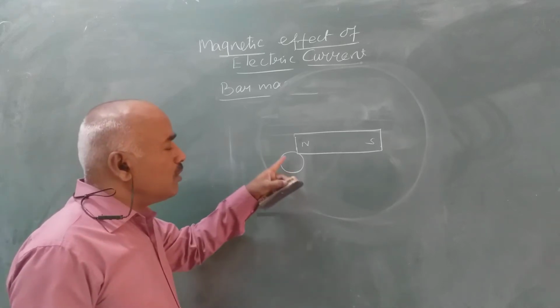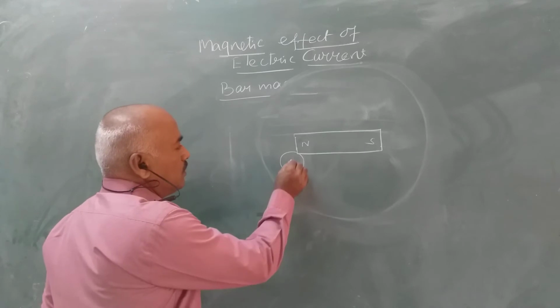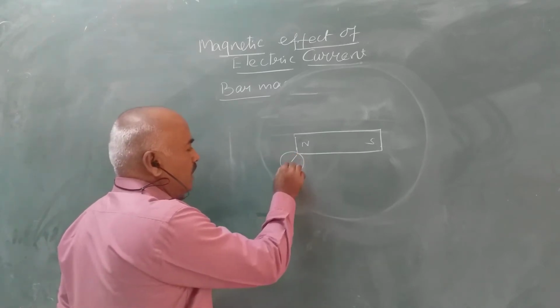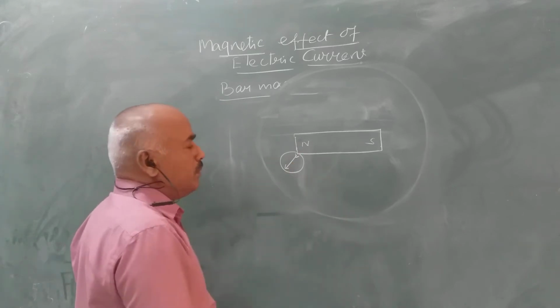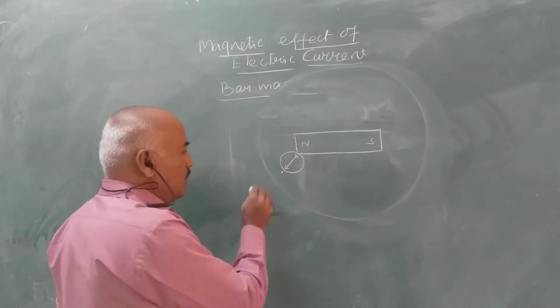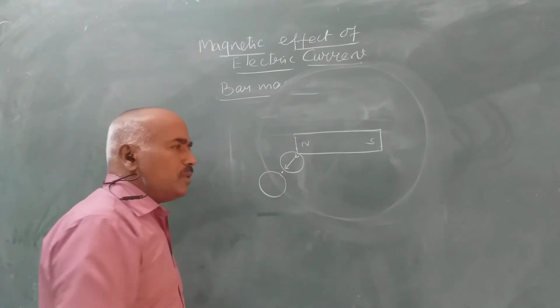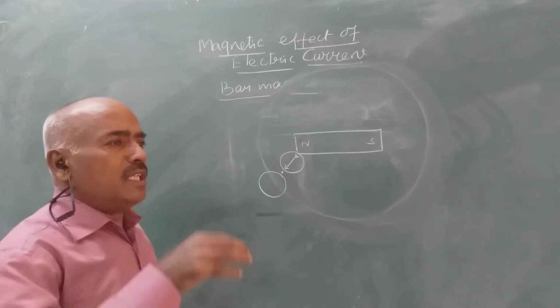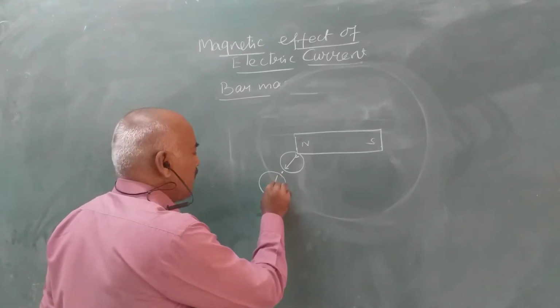The north of the compass needle will be repelled by this north pole, so it will orient in this way. Then remove the compass needle and put a point. Now put the compass needle once again here. In this position, the orientation of the compass needle will change in this manner.